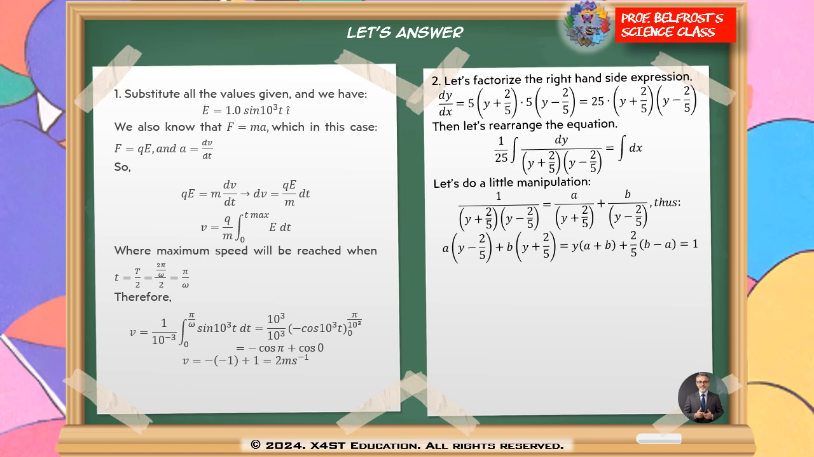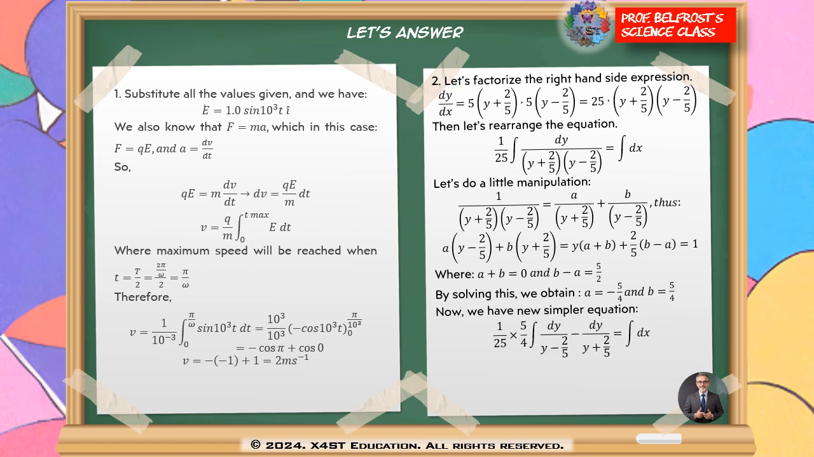Then let us rearrange the equation. So the y terms will be on the left side, and the x term will be on the right-hand side. Okay, so let's do a little manipulation, a little algebra as usual, and we can find this form. This is a very basic one. I think I do not need to explain it to you. And after solving as I have shown here, we found that a equals minus 5 quarter and b equals 5 quarter.